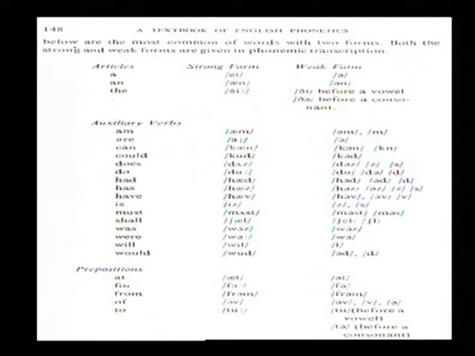Of course, we know that. So I have the article a and I have the word cup. But how do I say it when I say it together? I say "uh cup". So if you look at the screen, you will see that I have a list of strong forms and then I have the weak form. So a becomes "uh", an becomes "un".